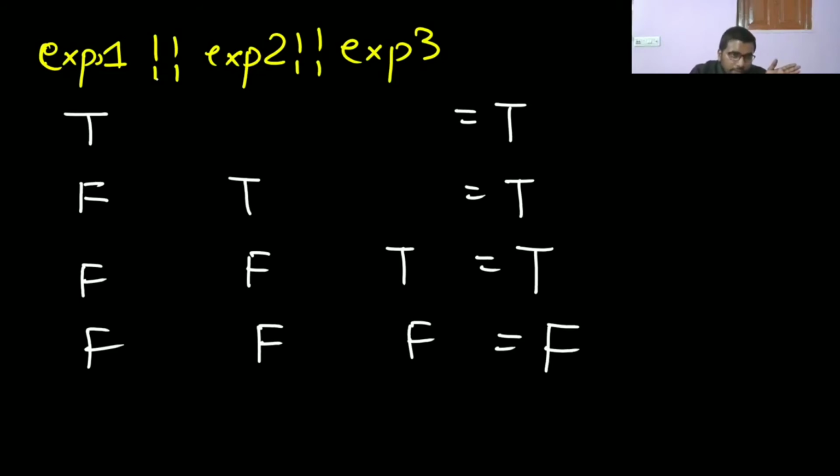So we will execute from left to right. If it is true, true. If it is false, then execute the second expression. It is true, so no need to execute the third expression. Our resultant is true. Okay, in this way.